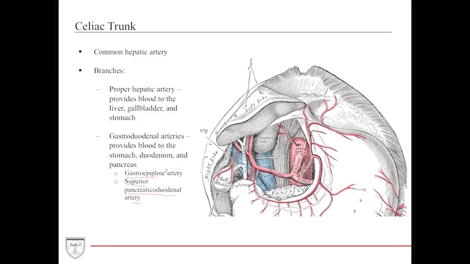So the gastroepiploic, as mentioned before, has a right and left, provides the greater curvature. So if you have the stomach like this, it's a crude stomach. This is the greater curvature, this is the left curvature, lesser curvature. The left and right gastric provide the lesser curvature, and the gastroepiploic, left and right gastroepiploic, will provide blood to the greater curvature.